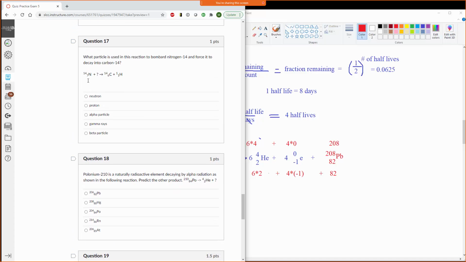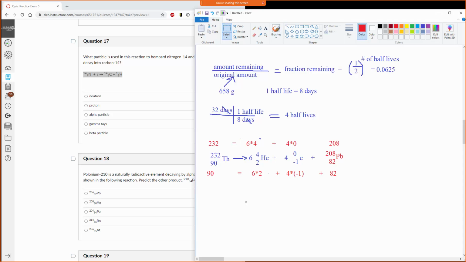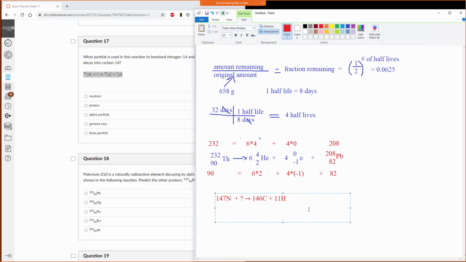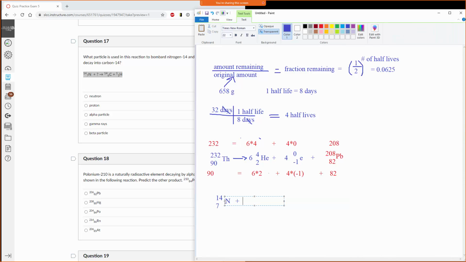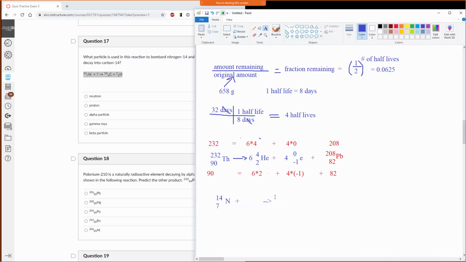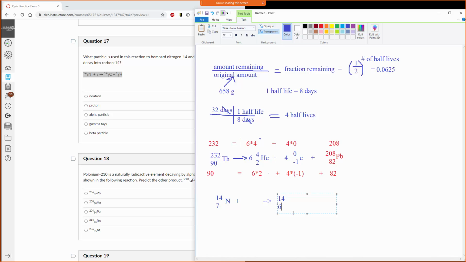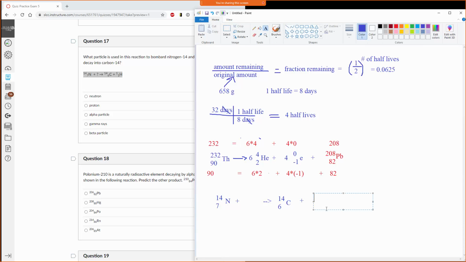Next, what particle is used in this reaction to bombard nitrogen-14 and force it to decay into carbon-14? The nice thing about this one is that they've just got it all written out. When I describe it, then you have to come up with it all yourself, and it's possible to get it wrong. So it's helpful when I give it to you here. So 14, 7, nitrogen plus something gives me 14, 6 carbon. And it looks like I lose a hydrogen.